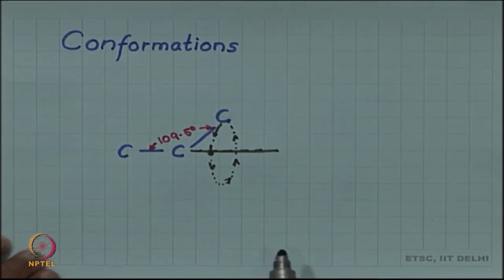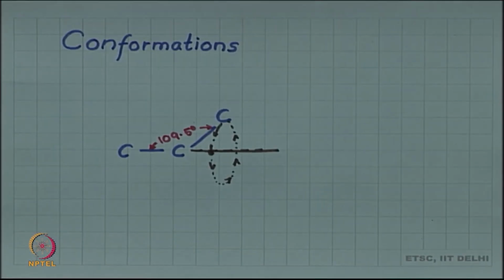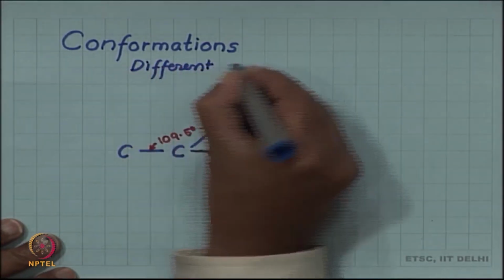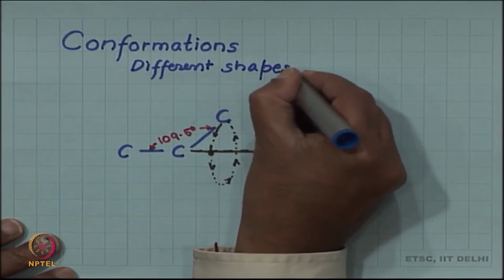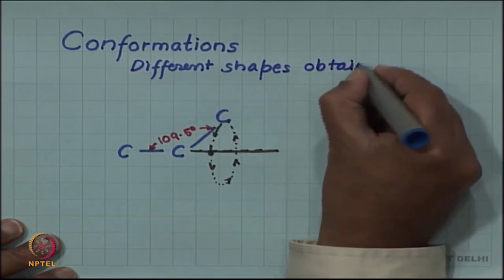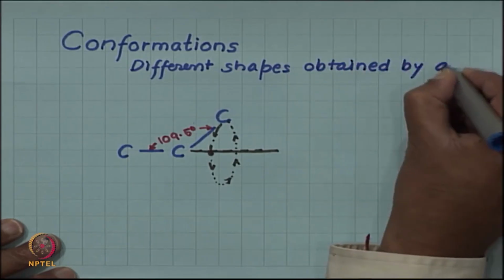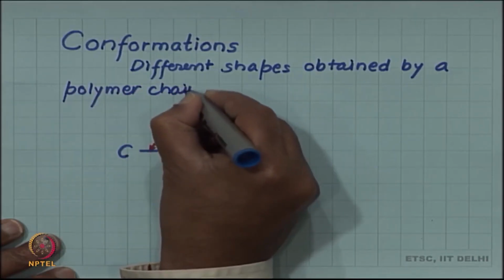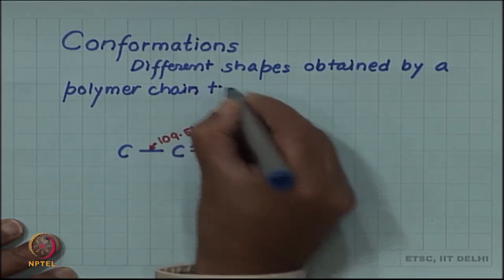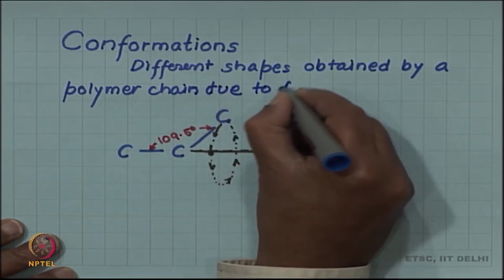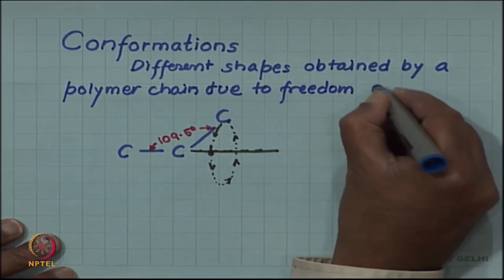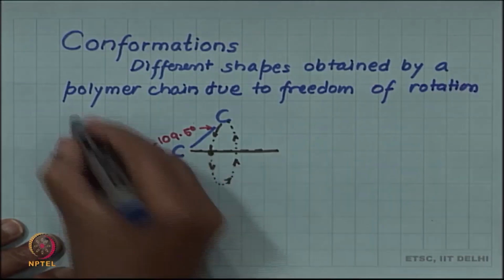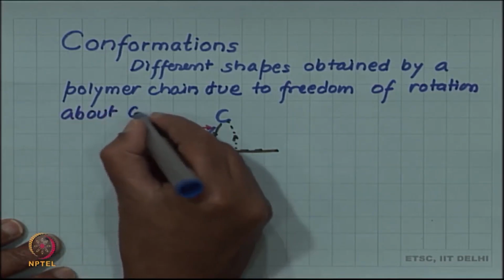So, these different shapes are called conformations. Conformations are different shapes obtained by a polymer chain due to freedom of rotation about the carbon-carbon bond.